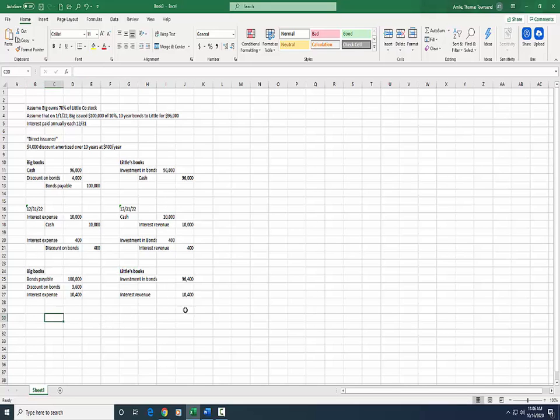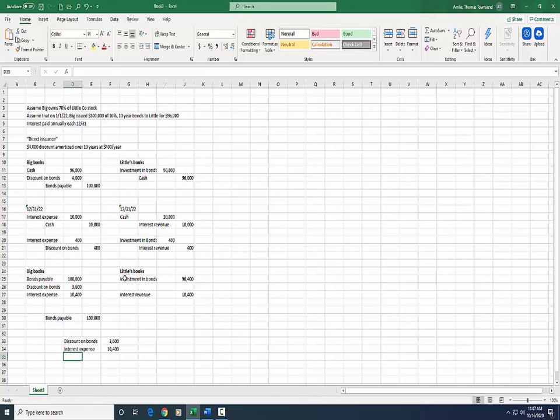So now it's simply a matter of going through and saying, how do I get rid of these? Well, bonds payable is a credit account, so I'm going to debit bonds payable to get rid of it. Discount on bonds is a debit account, so I'm going to credit discount on bonds. Interest expense is a debit account, so I'm going to credit interest expense. Again, all I'm doing is going down the list of accounts, getting rid of them. If they've got a debit balance, I credit them. If they've got a credit balance, I debit them.